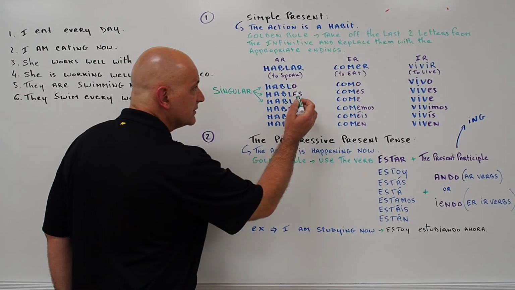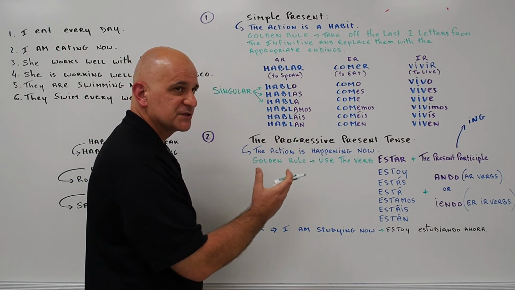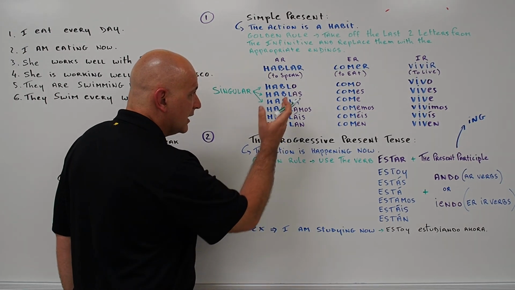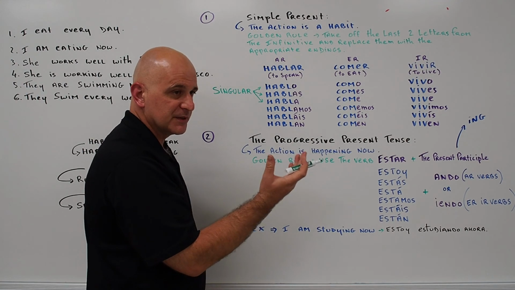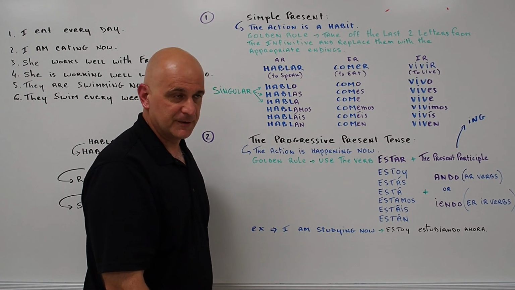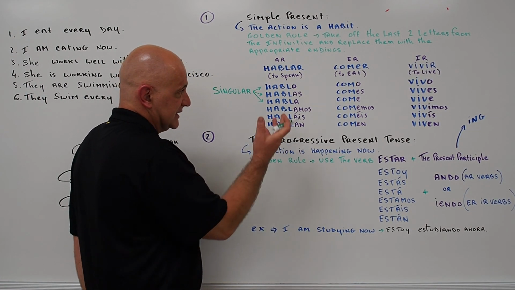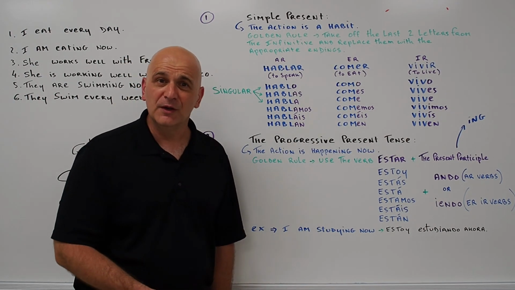Because every spelling is different and is in relation to the subject itself. Alright? Hablo is the O ending, and you will find the O ending only once. That is with the first singular. Okay? Hablas is going to be AS ending only with the tú form.